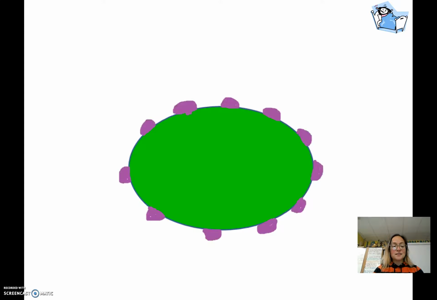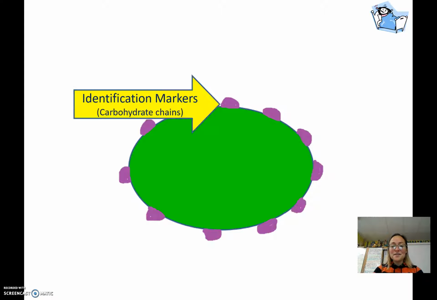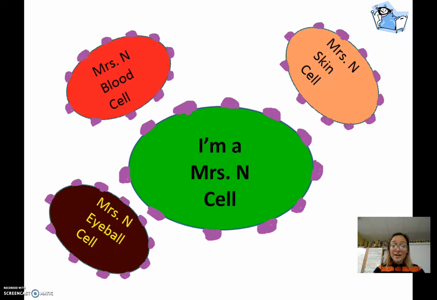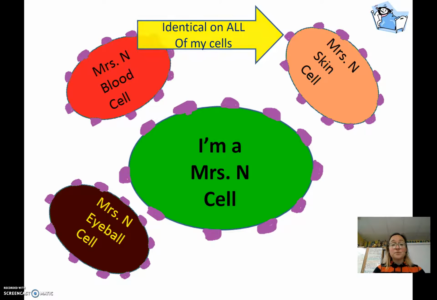Alrighty, so now here, let's look at this cell. So here is a cell with identification markers on it. When we learned in the cell membrane chapter, we talked about identification tags, like when you wear one around your neck: oh look, I'm a Misty Meyer cell. So on the surface of this cell, there are certain carbohydrate chains that say, hey look, I'm a Misty Meyer cell. Now the cool thing is, all of my cells are going to have the same carbohydrate chains. My blood cells, my skin cells, my liver cells, all of the cells in my body will have the same markers on their surface. It's identical.